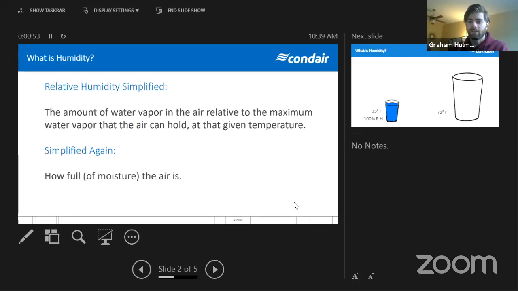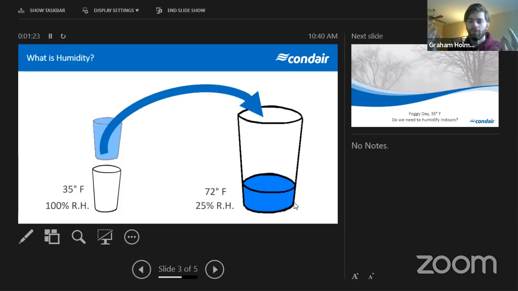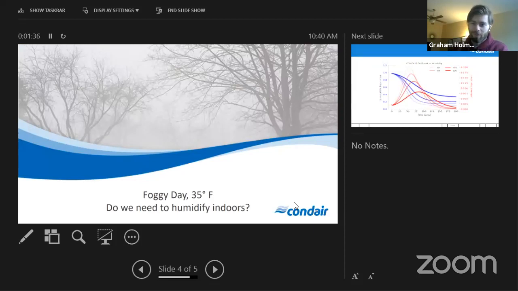And this really starts to come into play in seasonal differences between outside temperature and the inside temperature that we like to have. So in an example, a cold environment, let's say 35 Fahrenheit at 100% relative humidity. That air outside can't hold any more moisture. If we bring that air in and we heat it up to 72 Fahrenheit, we still have the same amount of moisture in the air, but now that air can hold much more moisture. So really we have only filled up that air to 25% of its capacity. And this is where relative humidity starts coming into play. That starts to beg the question, if it's a foggy day outside, which is basically 100% relative humidity at 35 Fahrenheit, do we need to humidify indoors? And the answer is yes, because 25% relative humidity is too low for our models and really outside of that ideal condition.